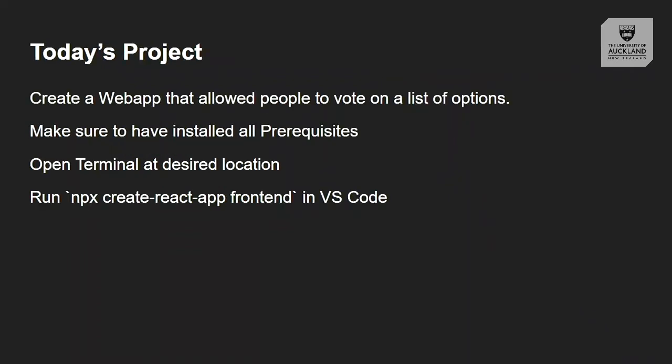So the project we'll be creating today is a web app that allows people to vote on a list of options for a question that you specify. For instance, if you want to make a poll on where to eat today, then you can have a list of options like KFC or Macca's or BK, and then people can vote on it. So just a small demo.